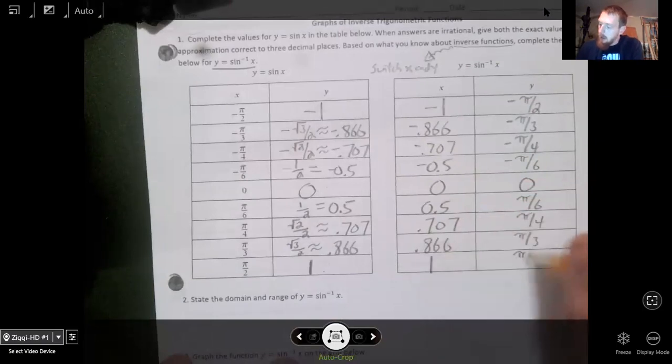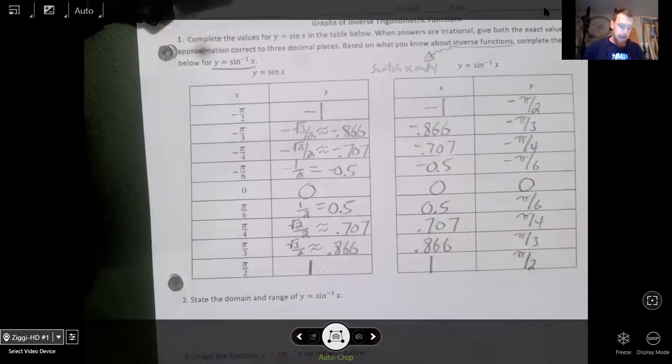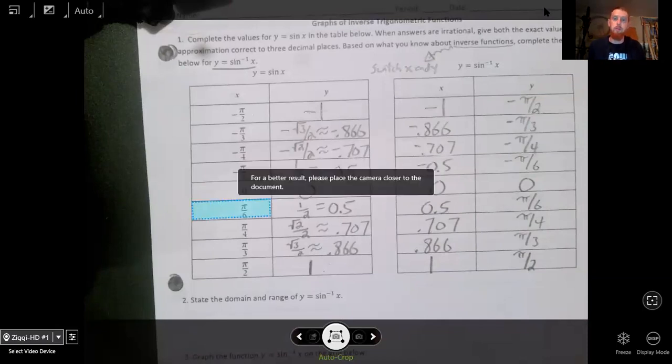Now, we're going to pause real quick and we're going to think, how do we know that this table over here represents a function? Remember, the definition of a function is each x value maps to a unique y value. Another way of saying that is each input maps to only one output.